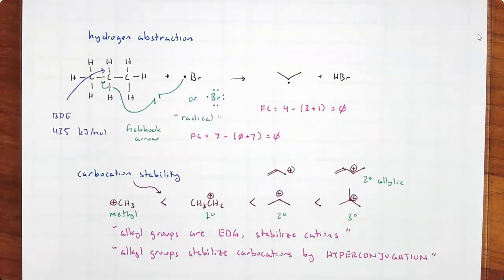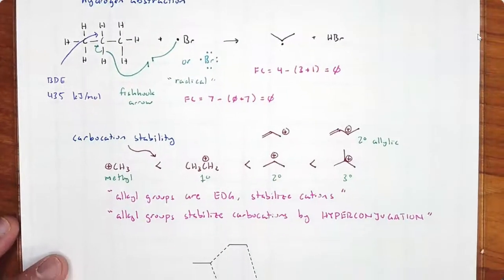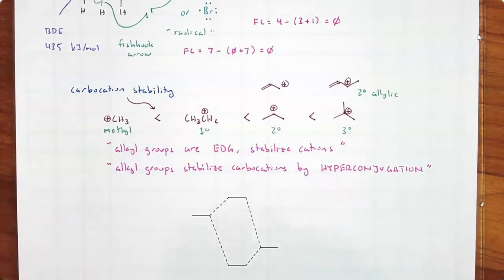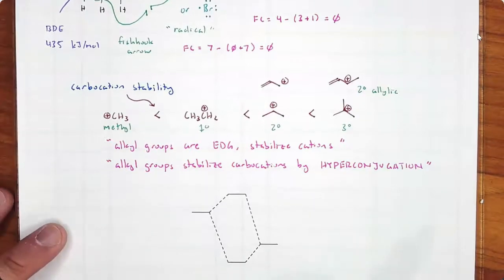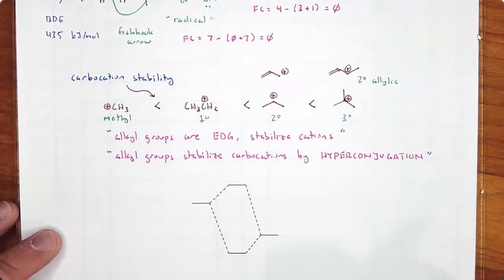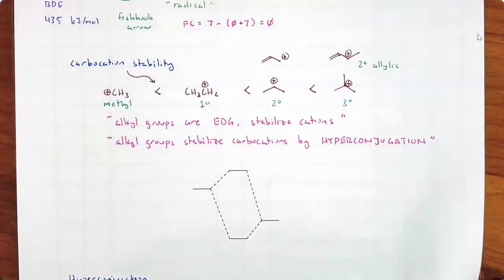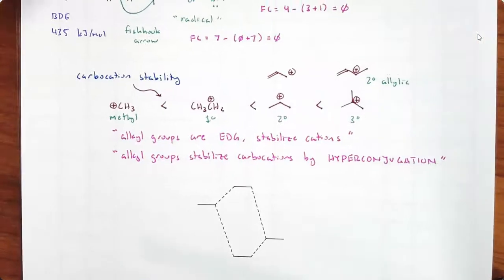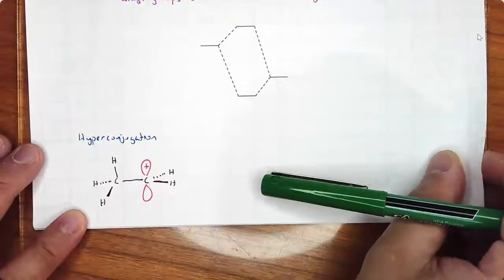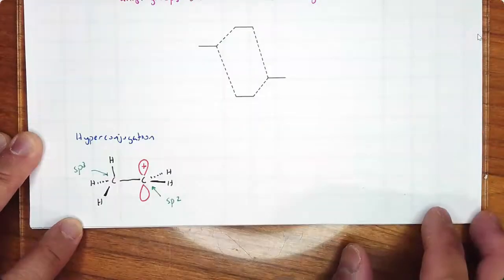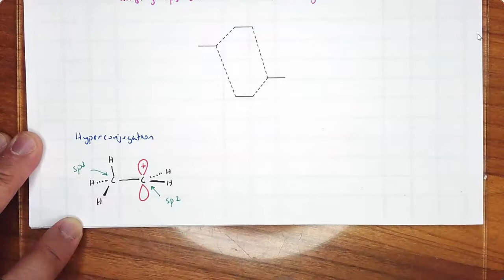The other phrase you may want to memorize is that alkyl groups stabilize carbocations by what's called hyperconjugation. I got to the MO diagram a little bit sooner than I wanted, but let me draw you a diagram or a cartoon of hyperconjugation. We know that the carbon that has a plus charge is sp2 hybridized, trigonal planar, whereas the carbon with 4 single bonds, as you know, is tetrahedral or sp3 hybridized.